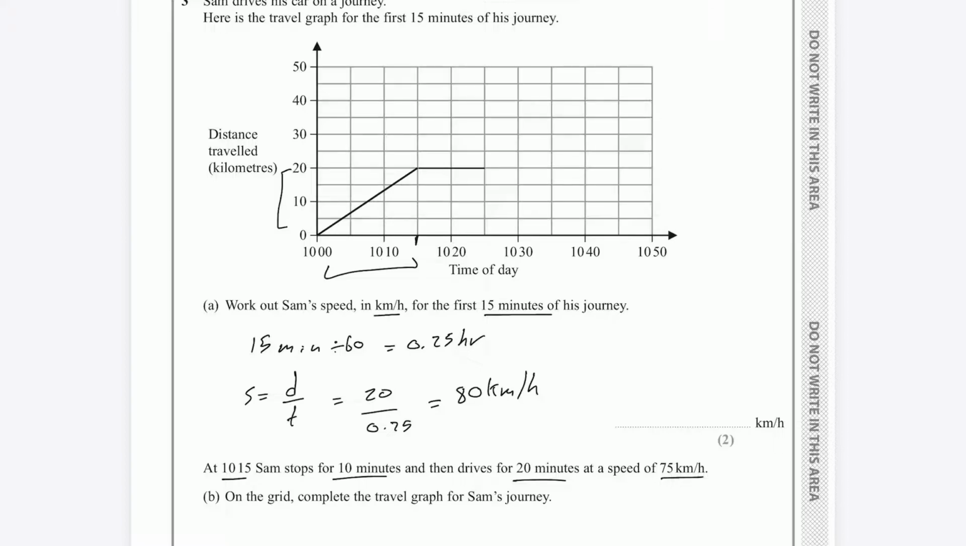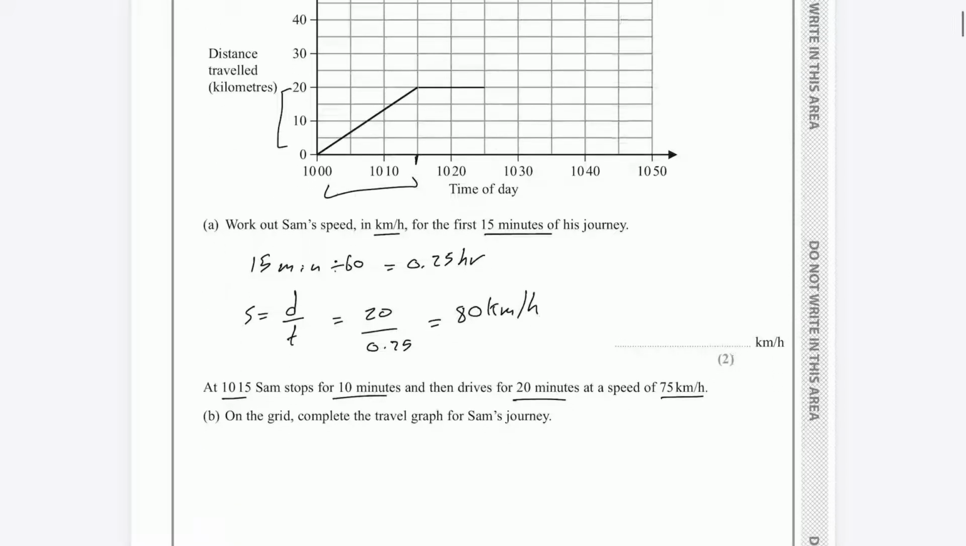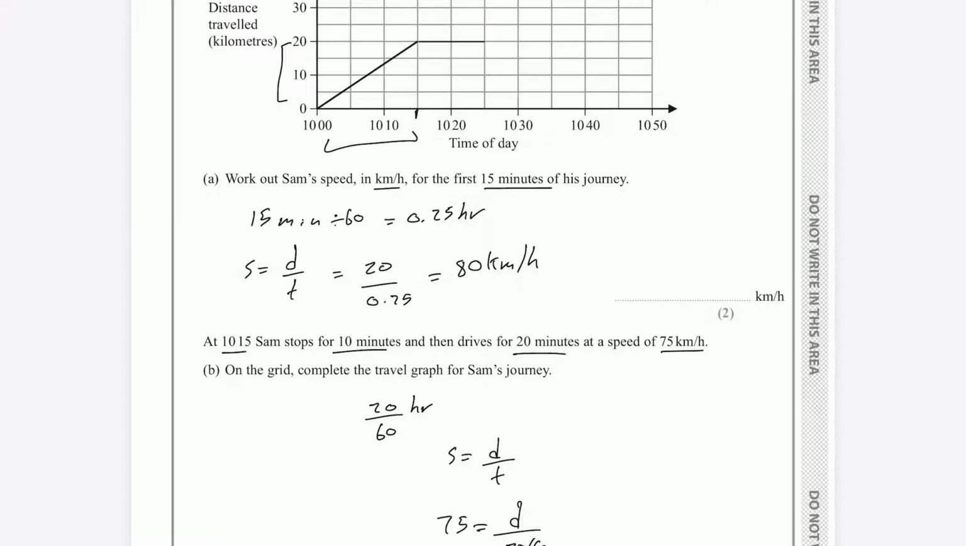So again, we've got a similar situation there. We've got 20 minutes and then we've got the speed in kilometers per hour. So we want to use the same unit, so we can convert the 20 minutes to hours. So that's going to be 20 over 60 in terms of hours, converting from 20 minutes to hours. And again, we have speed is equal to distance over time. We have the speed at 75 is equal to distance over 20 over 60. So we can do 75 times 20 over 60, and that gives us the distance as 25 kilometers.